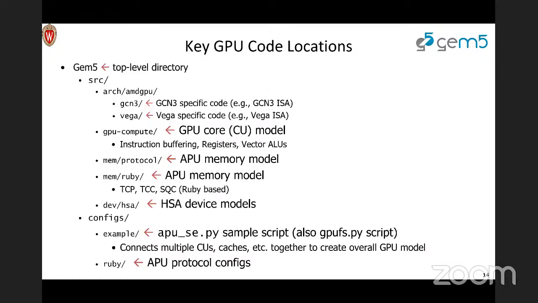But a common question I get is, okay, once we got this up and running, where is actually the code that I would want to go and muck around with as I add support for new features? So I want to briefly touch on that, just to inform what's going to come next. If you want to look at GCN or Vega specific code, you would go into src/arch/amdgpu and src/gpu-compute. That is where the actual core models are. So if you want to look at how the compute units or the instruction buffers or the registers or whatever it is you might want to mess around with, that's where you would look. For the cache coherence protocol, that's in src/mem/protocol or src/mem/ruby. And src/dev/hsa, this is where all of the device models for the system come in. So if you are trying to change different pieces of the code, here are some of the key places you should look.